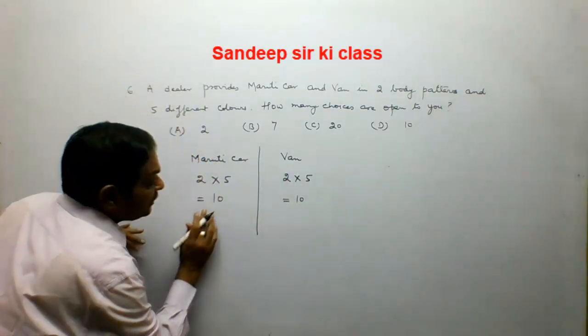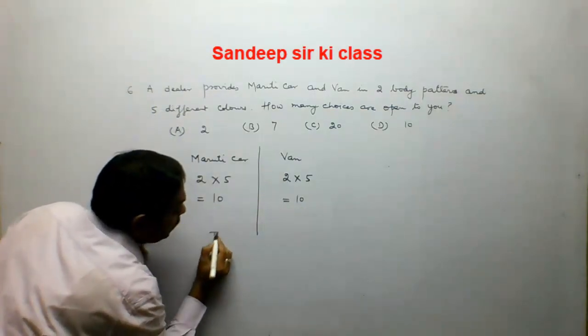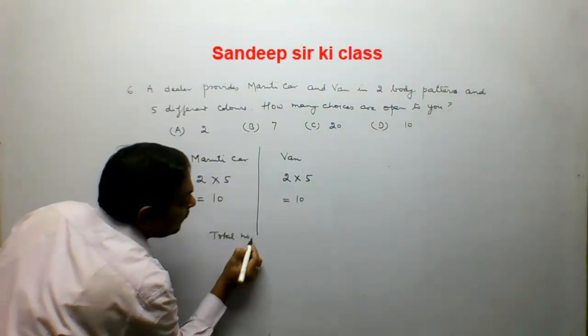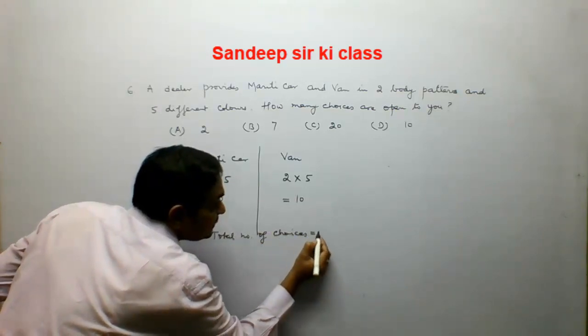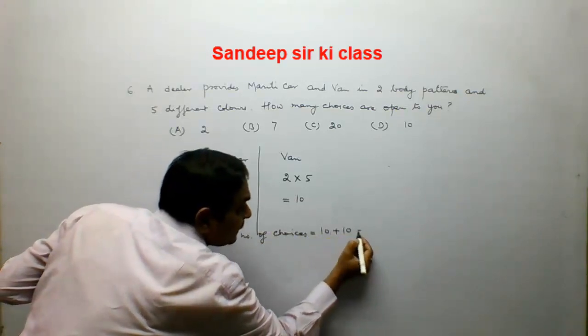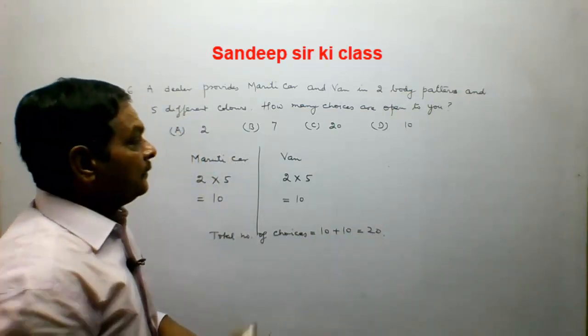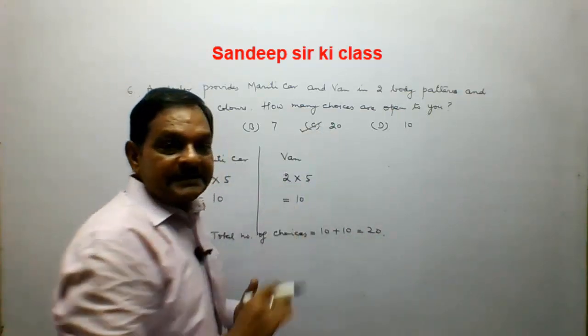So the total number of choices will be 10 plus 10. Total number of choices is equal to 10 plus 10, that is equal to 20. So here option C is the correct answer.